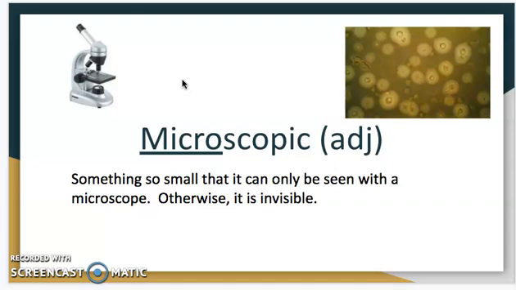Some bugs are microscopic. They're so tiny we can't see them unless we put them under a microscope. Cells, some of our cells in our bodies are very small. The only way we can see those cells is if we put them under a microscope. And then something microscopic would look like this when it's seen through the microscope.